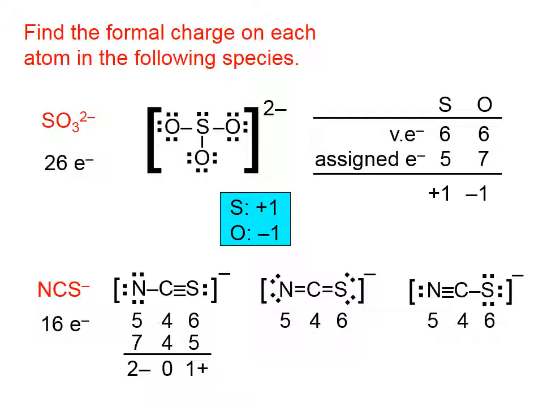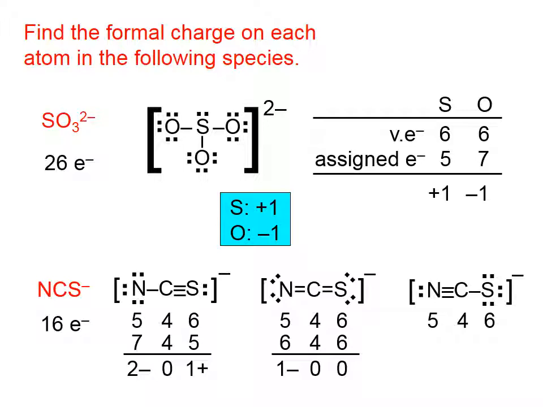For the middle Lewis structure, the nitrogen has 1, 2, 3, 4, 5, 6 electrons assigned to it. The carbon has 4, and the sulfur has 6. If we do some subtracting there, we get that. 5 minus 6 is -1, and a 0 and a 0.